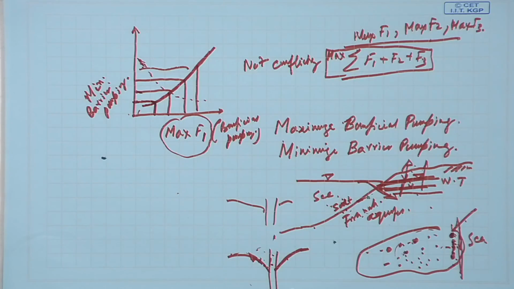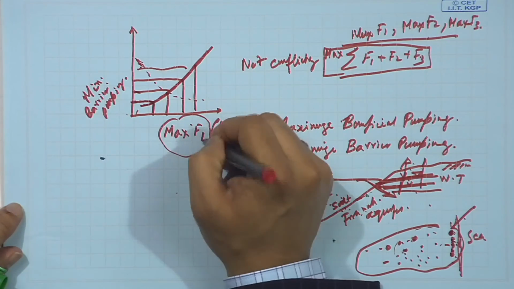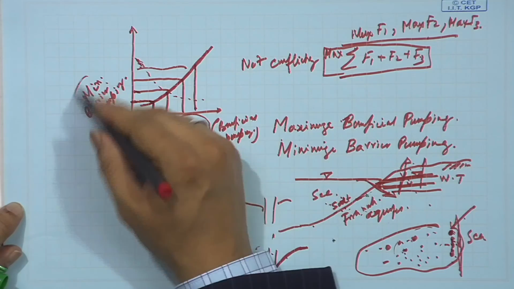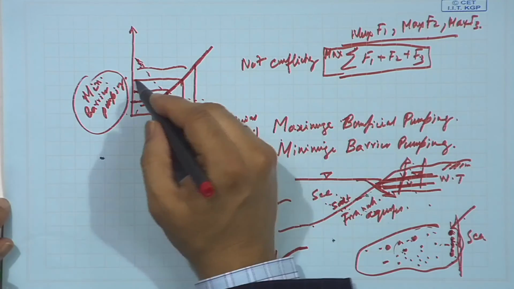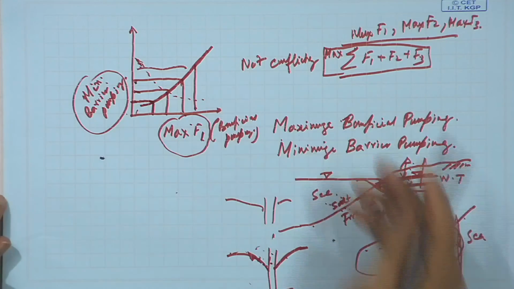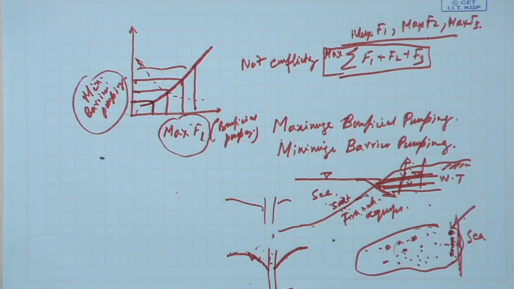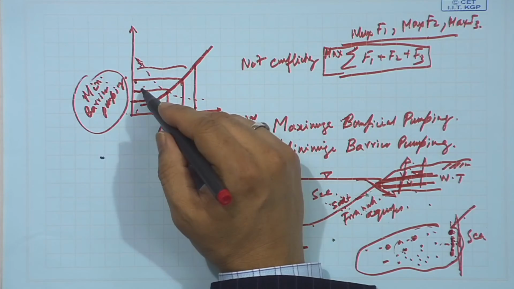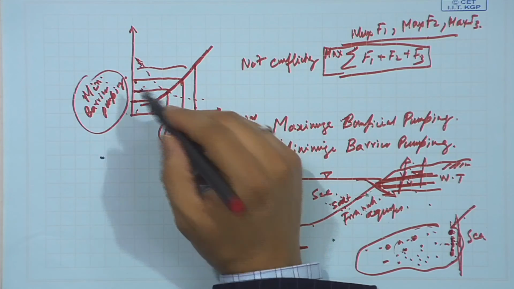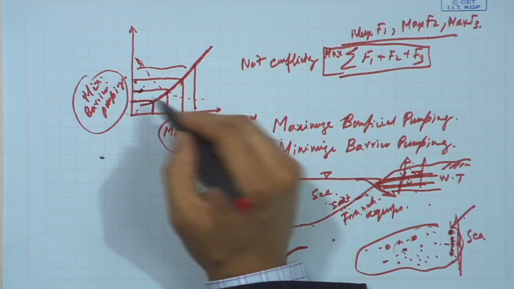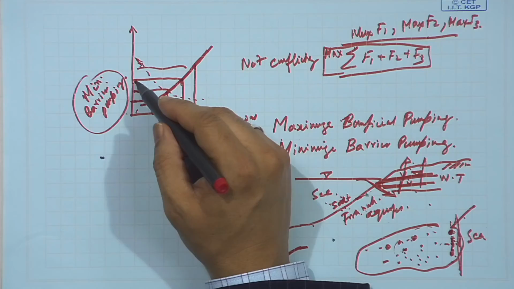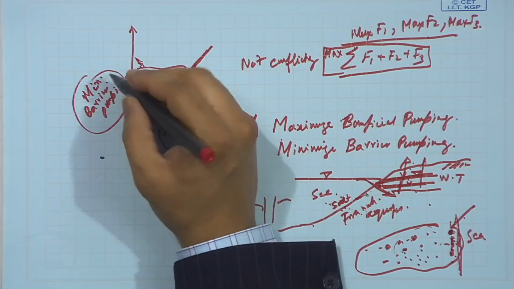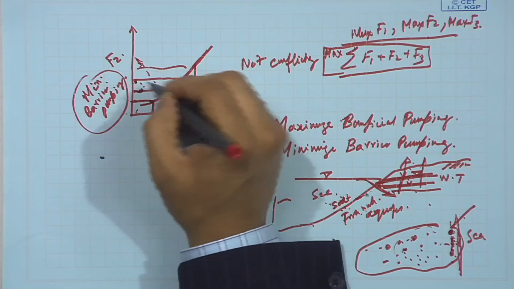So you want to maximize this, and you want to minimize this. If you increase this, of course that is what you want. You also increase this, which is not what you want. You want to make it as small as possible. So if you make it bigger, it becomes bigger. What you want is to make it smaller. But if you want to increase this F1, as a result, you need to increase also this other, maybe F2, I will call it, the barrier pumping.